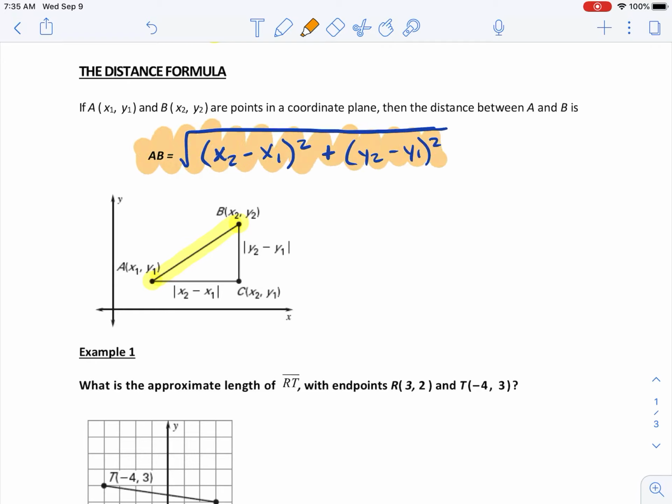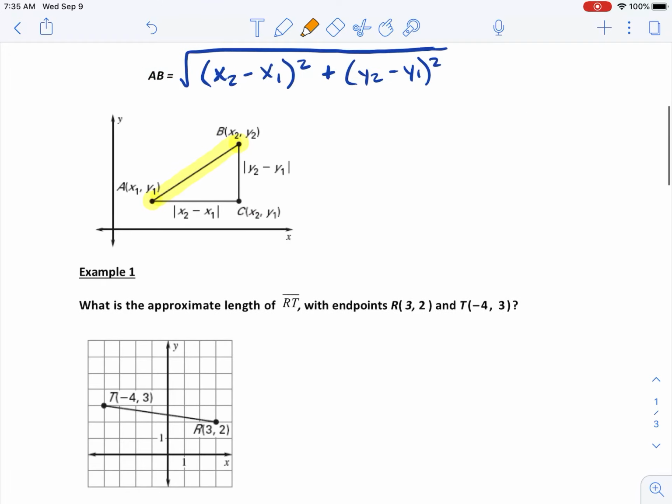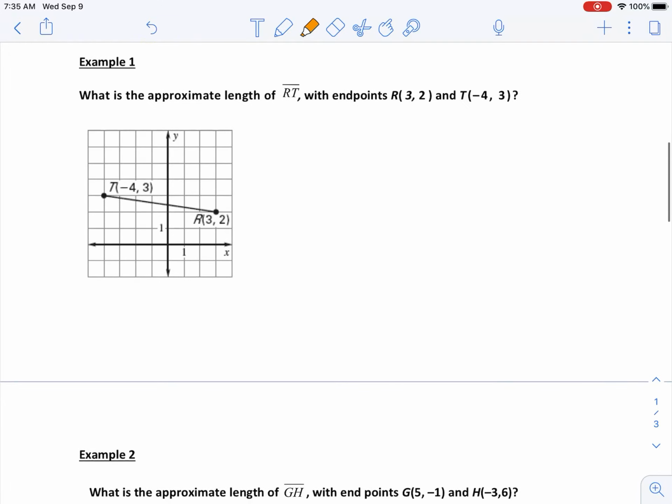This formula right here will be supplied to you. I just want to make sure that you are able to use it, that you are able to apply the distance formula. So we have a couple of examples here.